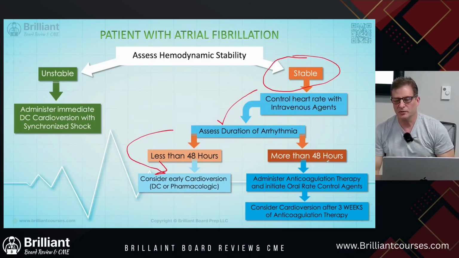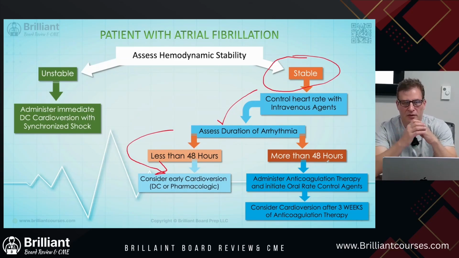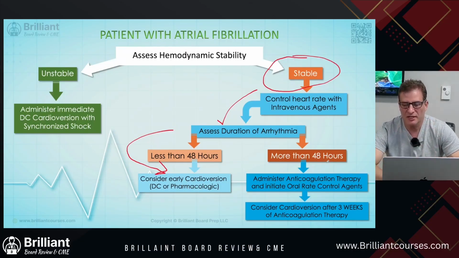Now you can also do it way sooner if you can do a TEE. With the TEE, you're able to look at the left atrial appendage and the valves better, and you can see if there are any clots in the left atrial appendage. And if that TEE is cleared, then you can consider shocking at that time.